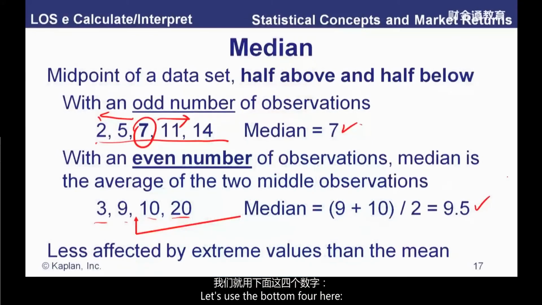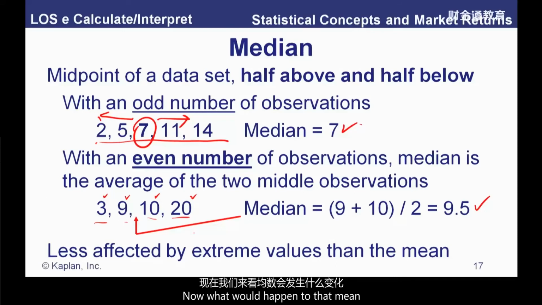Let's use the bottom 4 here. We've got those 4, and we could figure out the mean of that, right? 3 plus 9 is 12, and 30, 40, 42 divided by 4. So the mean is, whatever it is, 10.5, something like that.